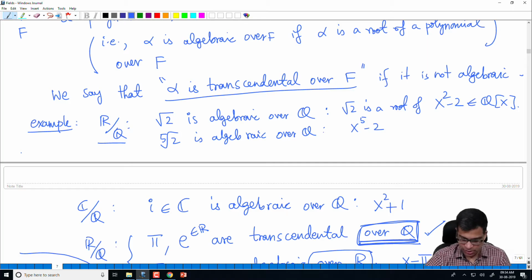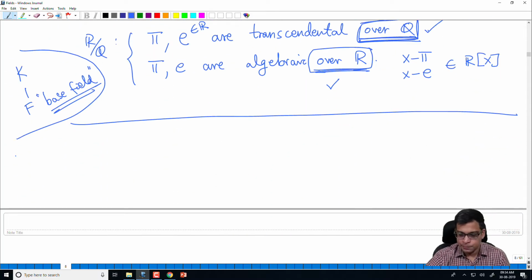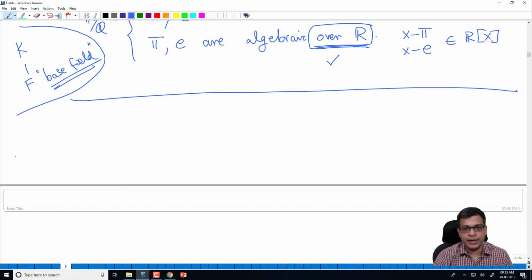Common examples are these. We have root 2, fifth root of 2, i, they are all algebraic over Q. Pi and e are not algebraic over Q. We are going to study now a more conceptual way of determining whether an element is algebraic or not. So let us start again with an arbitrary field extension. Let K over F be a field extension.